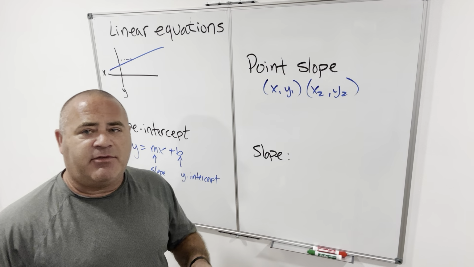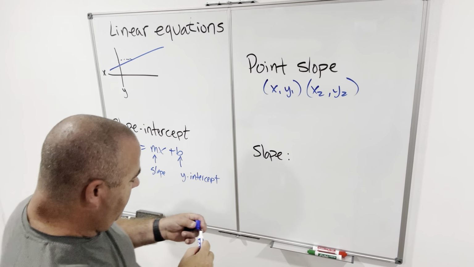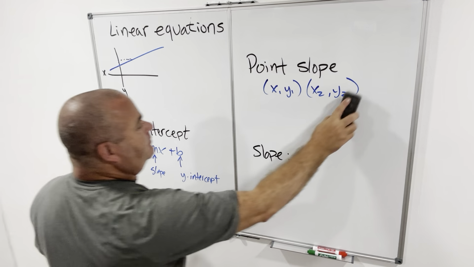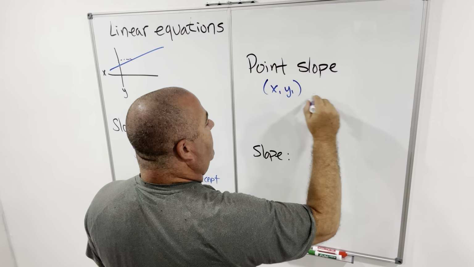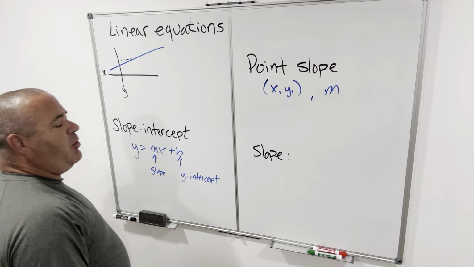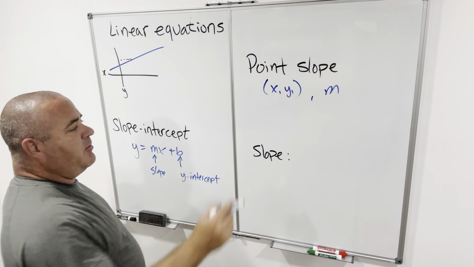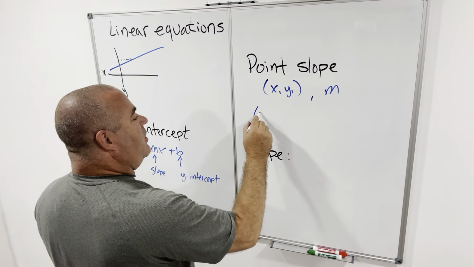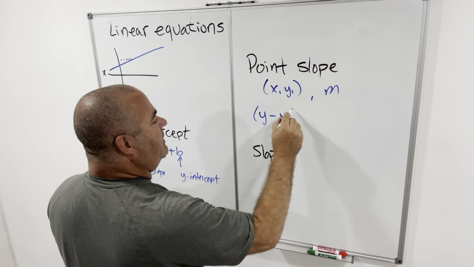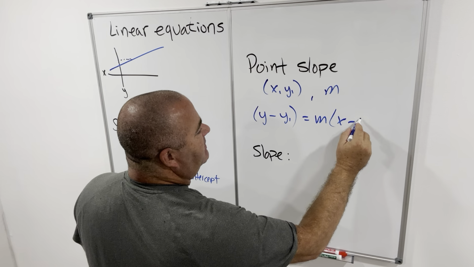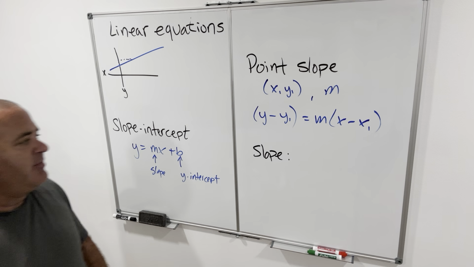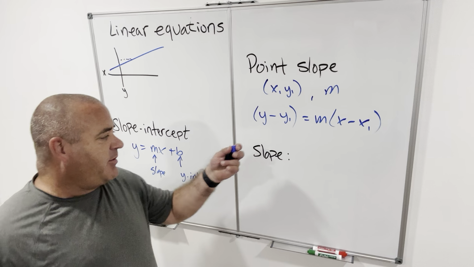But sometimes you're given a point and the slope. So let's say we have a slope of m and this particular point. The point-slope formula just says we're going to take y minus y1 is equal to m times x minus x1. And so you can plug the numbers in from there.